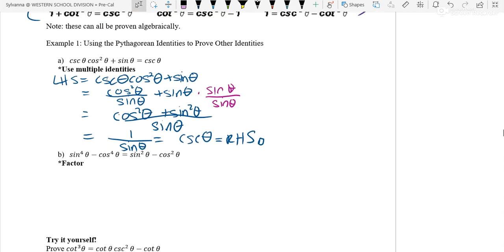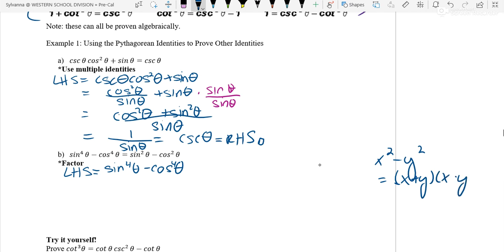This next one here is probably better for us to factor. So let's look at our left-hand side, which has a higher power, and we're going to factor this one. Think of this as a difference of squares. It's kind of the same thing. If I had x squared minus y squared, for example, with the difference of squares, I'll just have x plus y, x minus y. It's the same sort of thing here with it being to the power of 4.